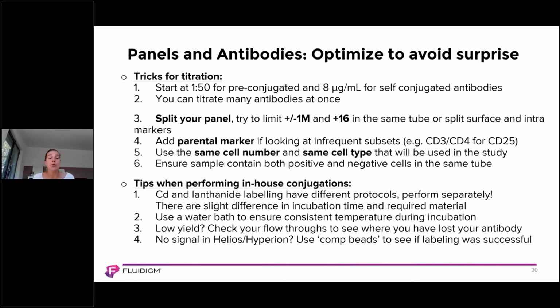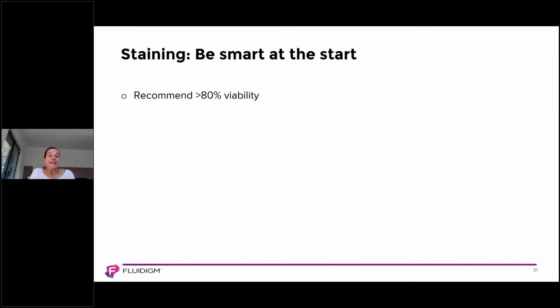And if you have a low yield of your custom conjugation, just check your flow through and be careful to not touch the hole of the filter when you do your conjugation. And it's a little thing that you can do at the end of your conjugation. Just check your antibody on beads, like com beads. So it's super quick and super useful. So if your antibody is well labeled, you will have a signal on com beads.